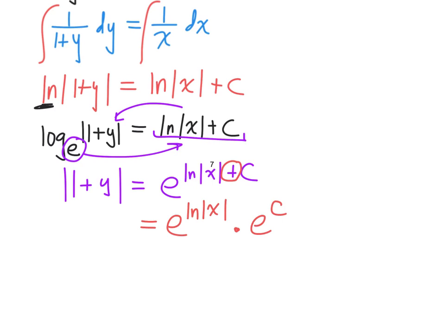E to the c is the same as what? C. Because it's a constant to a constant. So c e to the ln of the absolute value of x.